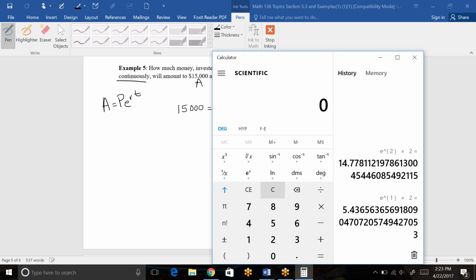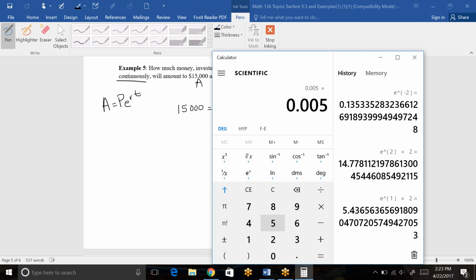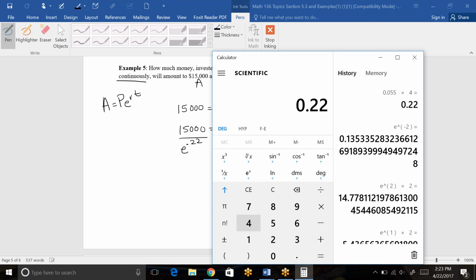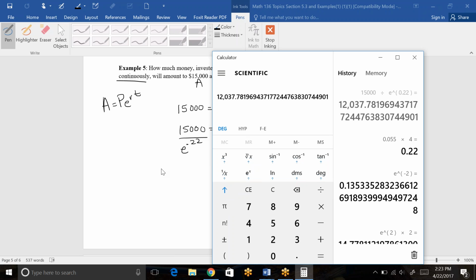I would go ahead and simplify that exponent. Oops, there's supposed to be 2 5s there. 0.055 times 4 is 0.22. So I'll write that down on the next line. So we're trying to solve for p, so we need to divide by this e. Remember, e is a number, so you're really just dividing by a number. So we need to divide 15,000 divided by, now I have to put in my exponent first. Most of you will have to put in your base first. See, that's now e to the 0.22, and that's 12,000, and let's round to the nearest dollar.